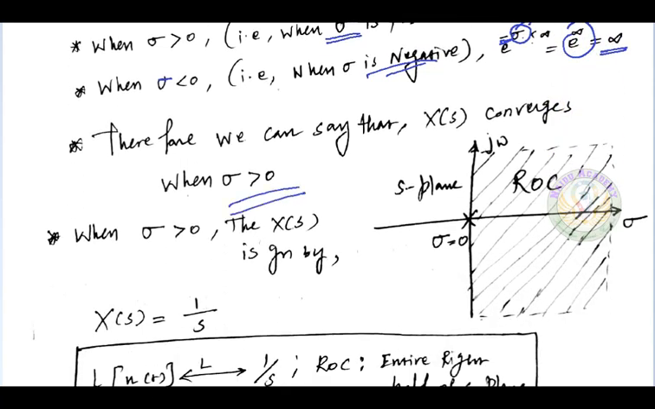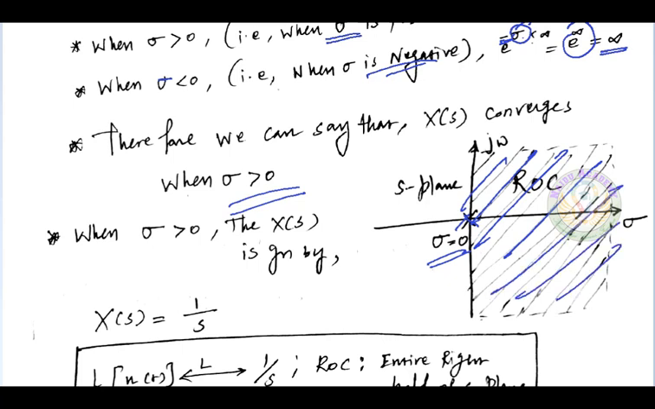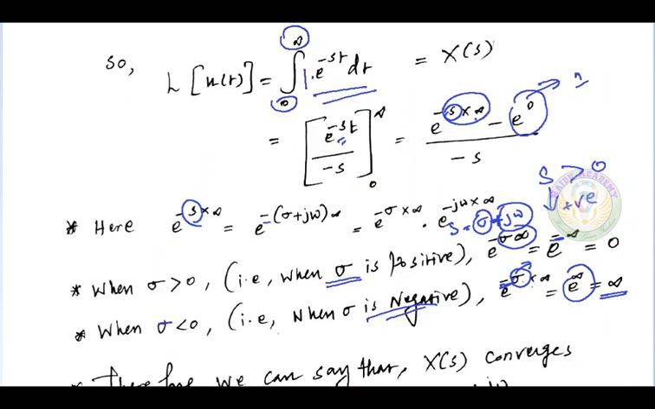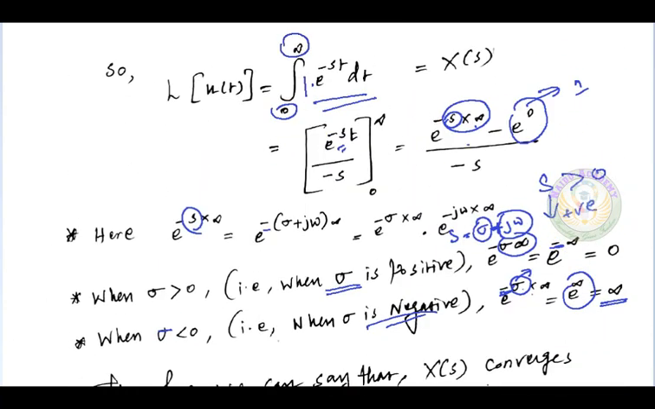So if you see the diagram, this is sigma and this is sigma equal to 0. So this is the region of convergence of u of t. The value of sigma should be greater than 0. So naturally in the definition, this term becomes 0 when sigma is greater than 0.